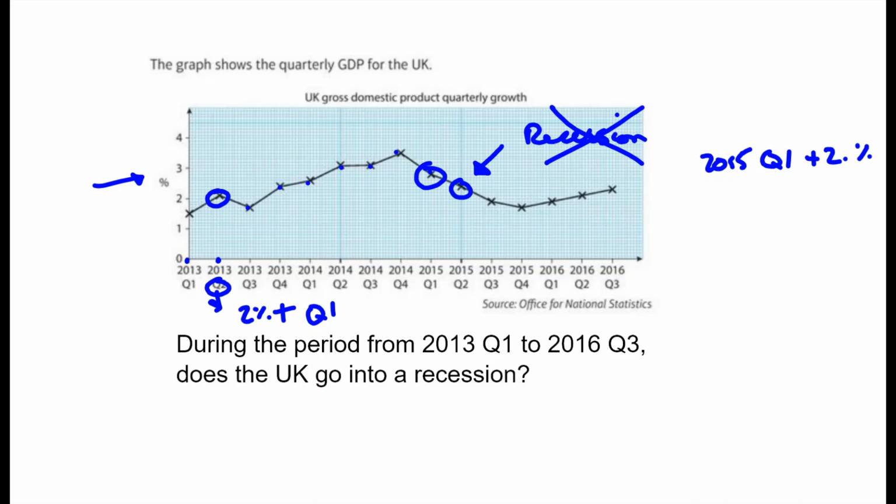For a graph like this to show that it's going into a recession, the percentages would have to be below zero. We would have to go below this axis into, say, -1 or -2%. So the graph would have to go below this x-axis. So for this example, does the UK go into a recession? No, it doesn't.